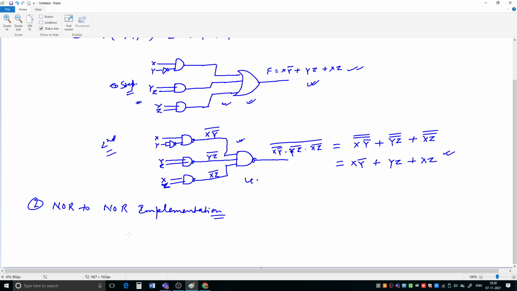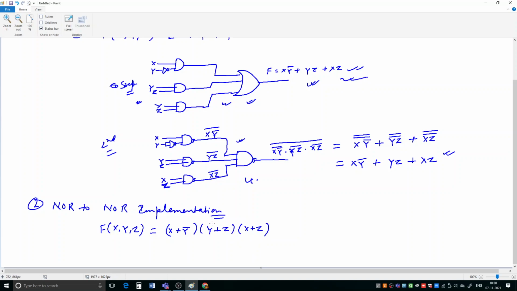So first let me write this one. You have this circuit. Let us have one function like this, f(x,y,z). Let me write the dual of that first one. The dual will be (x+y), then (y+z), then (x+z). So this is the dual of that one.